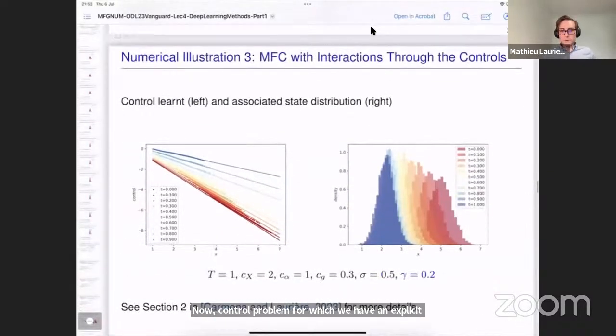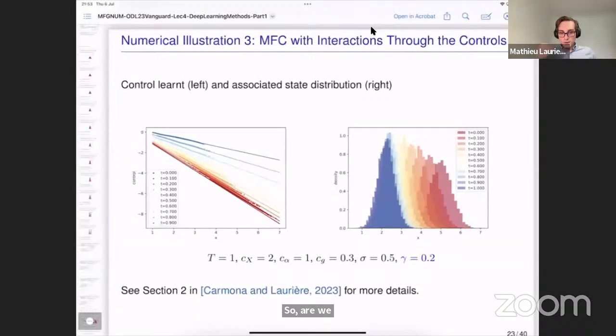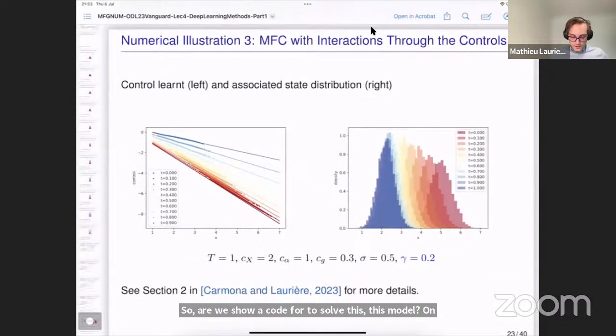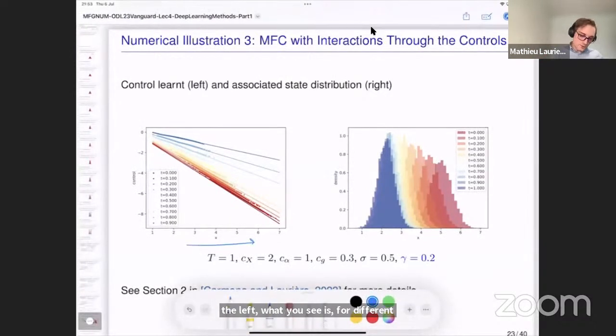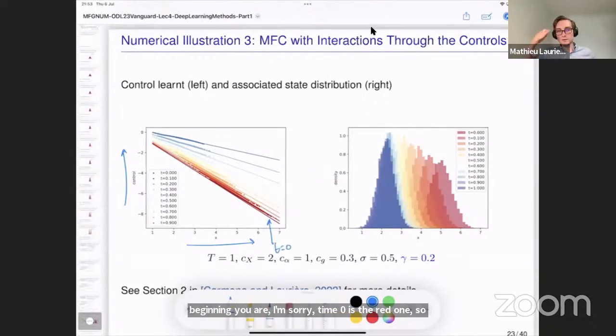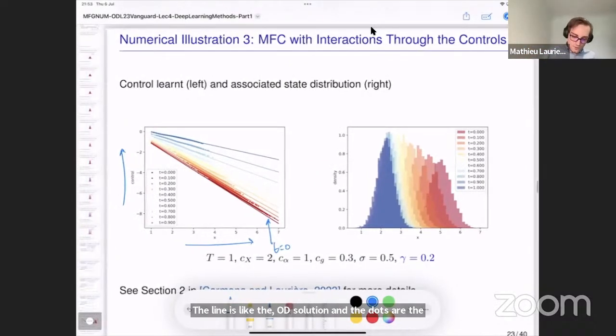So I will show a code to solve this model. On the left, what you see is for different x. So the x-axis is x, and the y-axis is the value of the control. Different colors are for different time steps. So, oh sorry, time 0 is the red one. So it is this one. This is t equals 0. You see that it's linear. The line is the ODE solution, and the dots are the solution by the deep learning and Monte Carlo method. And then as time goes by, you see that the control goes up.